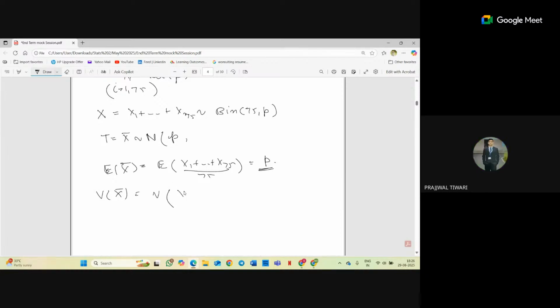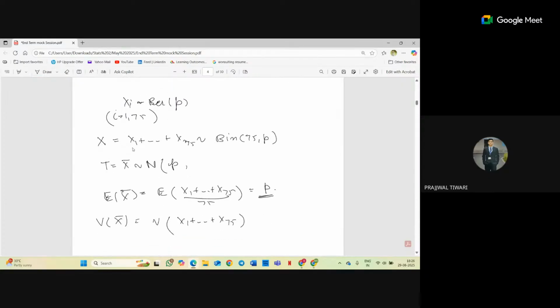Ma'am, just a doubt. Why is this following a normal distribution? We are initially approximating it to a normal distribution with parameters, the expectation and the variance. So are we assuming it? Yeah, this will be following a normal distribution. Correct. Okay.